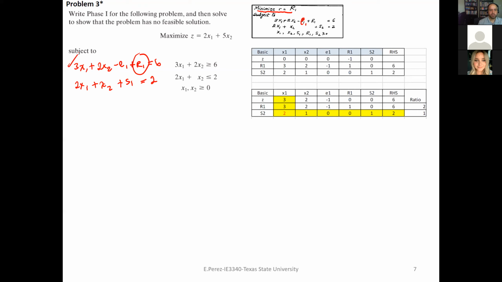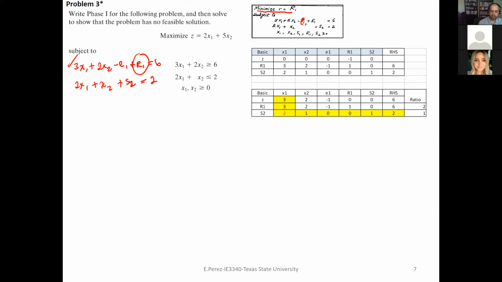And then 2x1 plus x2 plus s1. Just to be consistent, I'm going to change it to s2. So 2x1 plus x2 plus s2 equals 2. So those are the constraints, and that's the formulation of the first phase.